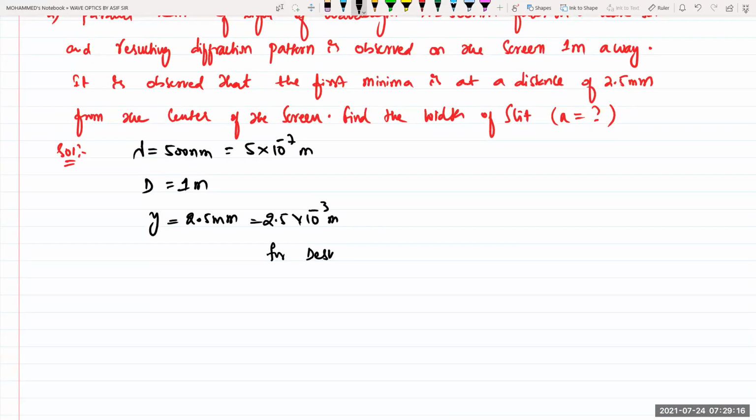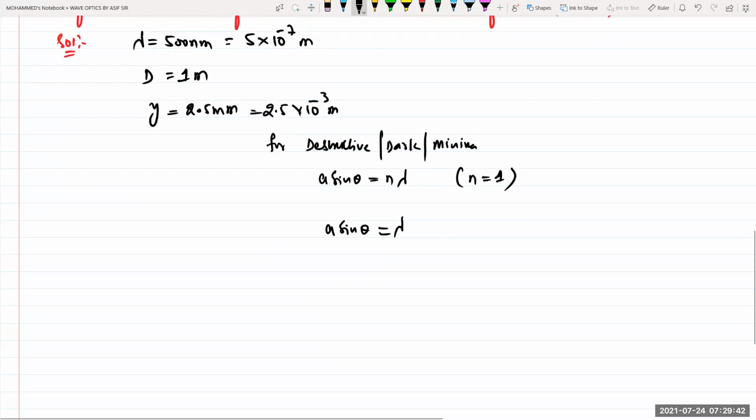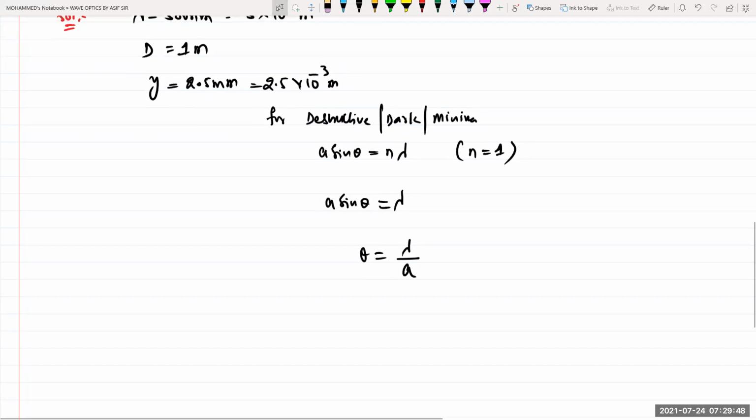For destructive interference, or dark point, or minima, we represent it as d sin theta or a sin theta here. So a into sin theta will be equal to n into lambda. Here n is given as 1. So a into sin theta will be equal to lambda. As theta is very, very small, I can approximate this as theta equals lambda by a. So sin theta is equal to theta.